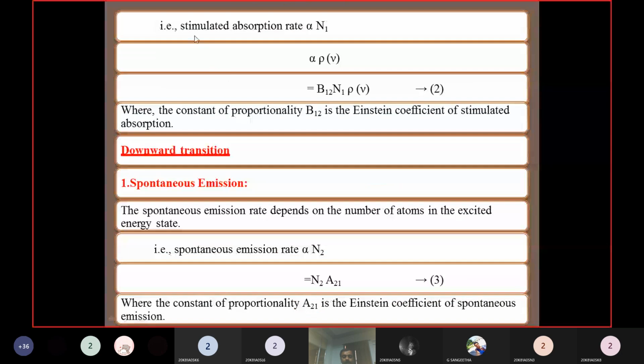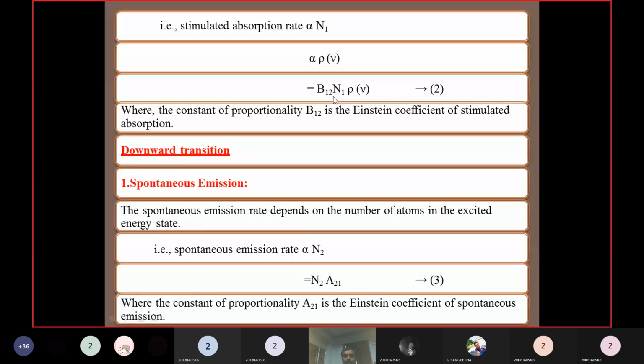The rate of stimulated absorption is proportional to N1, as well as proportional to the energy density of the photons. Energy density is ρ(ν), where ν is the frequency. So the rate of absorption is equal to n1 times ρ(ν), times some constant. That constant is B12.